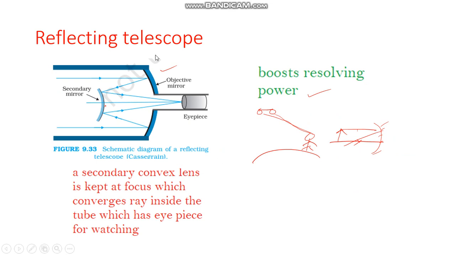Now this is a reflecting telescope because you are using another convex lens inside, where the ray will fall and it will be reflected into a tube, which is the eyepiece. So this type of telescope is called Cassegrain, okay? A secondary convex lens is kept at focus, which converges the ray inside the tube, which has an eyepiece for watching. So using this, you can boost the resolving power, and this chromatic aberration also can be tackled.